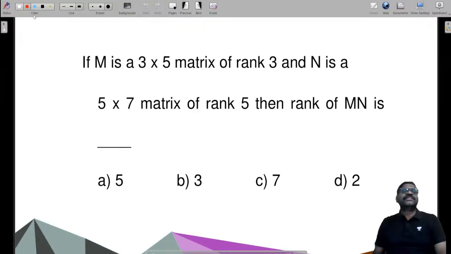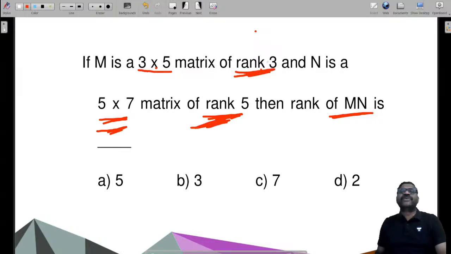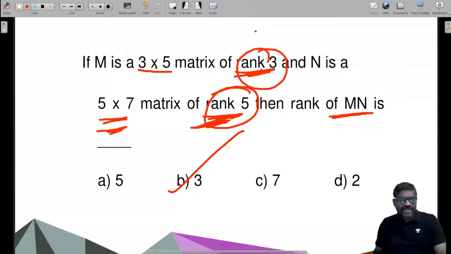If M is a 3 cross 5 matrix with rank 3, and N is a 5 cross 7 matrix with rank 5, then what is the rank of MN? Rank of AB is less than or equal to the minimum of rank of A and rank of B. Therefore, the minimum of 3 and 5 is 3, so the correct answer is the second option. Concept based question. I hope you understand.